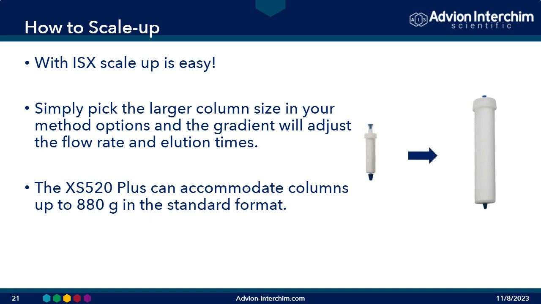Scale up is also very easy with the InterSoftX software, okay? So if you develop a method on, let's say, a 4-gram cartridge, to scale it up to a 40-gram cartridge is not challenging. You're just simply going to tell the system you're using a larger cartridge and have it change the flow rate and times for your gradient. And it's really as simple as that. And again, you can accommodate up to 880-gram cartridges in the standard format. So it's a fairly large purification scale.